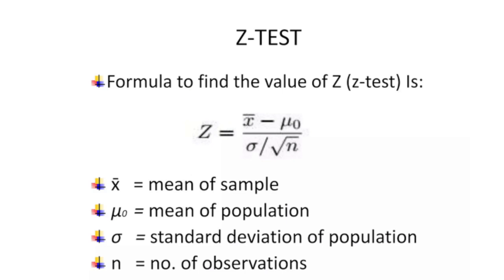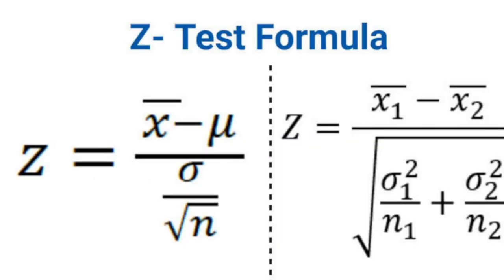N represents the number of observations. That is the number of samples. How many people did you observe? Then you put it in the formula, you get the Z statistic. Then the Z statistic will be used to get the p-value.